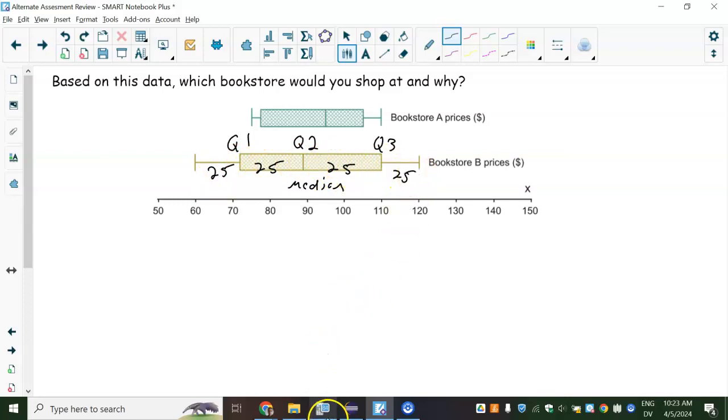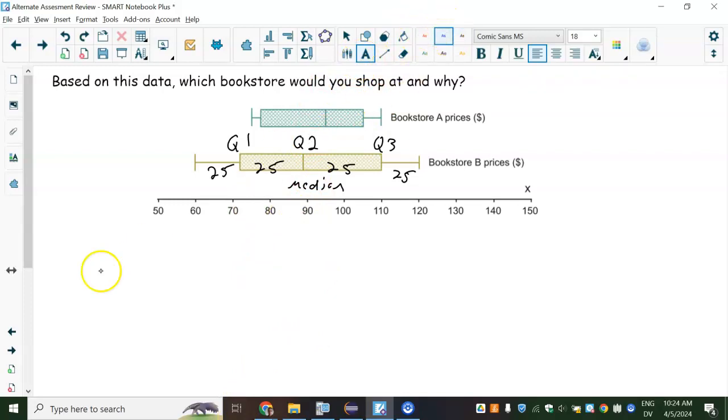And obviously these numbers are different than the ones on my calculator here, but these are like pre-made scatter plots and we just got to interpret them. Okay, so for bookstore B here, 25% of the book prices were here between like 60 and, I don't know, about 72. And then 25% were here, 25% here, and 25% here. All right, so pause the video and think of which one would you shop at here.